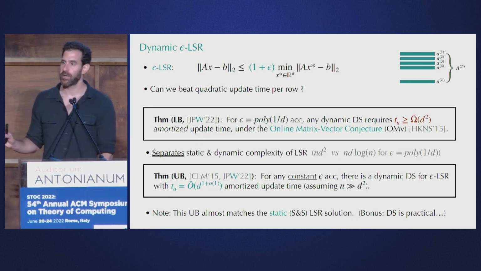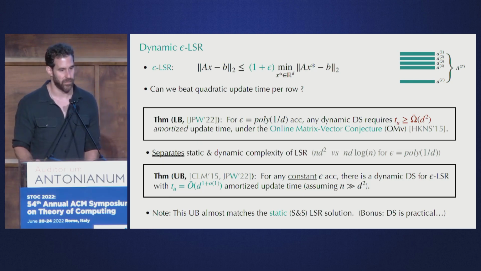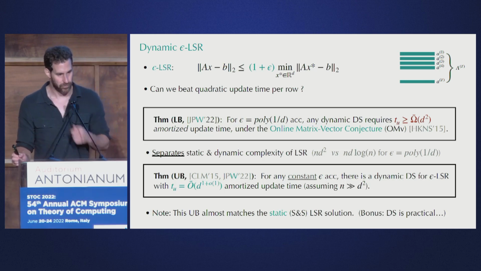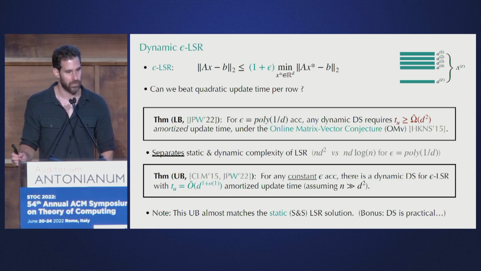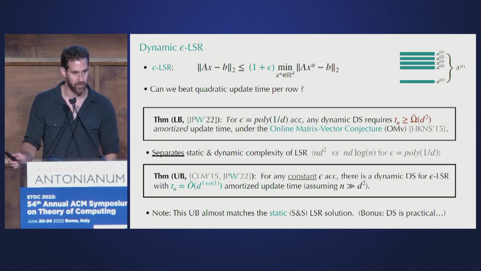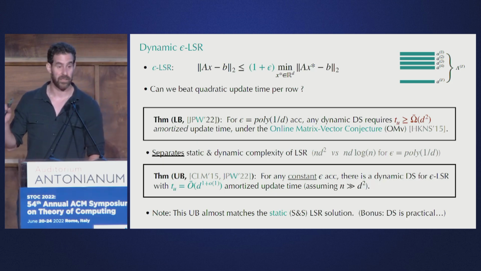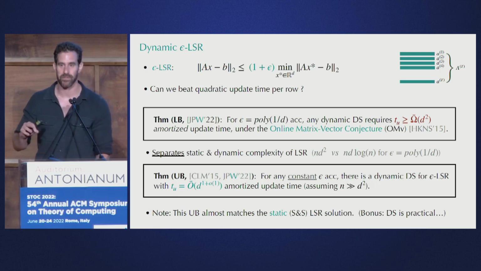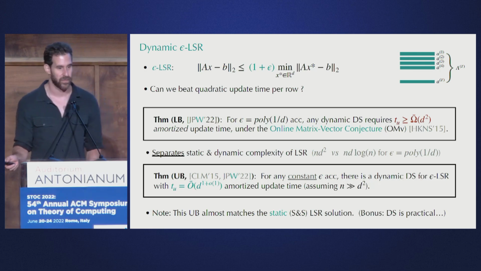And as an upshot, the upper bound, which was essentially the main idea, already appeared in a paper by Cohen, Musco, and Pachocki, and I think there was a typo in this paper, is not only fast in theory, it's actually practical. So we actually have a simulation that works.